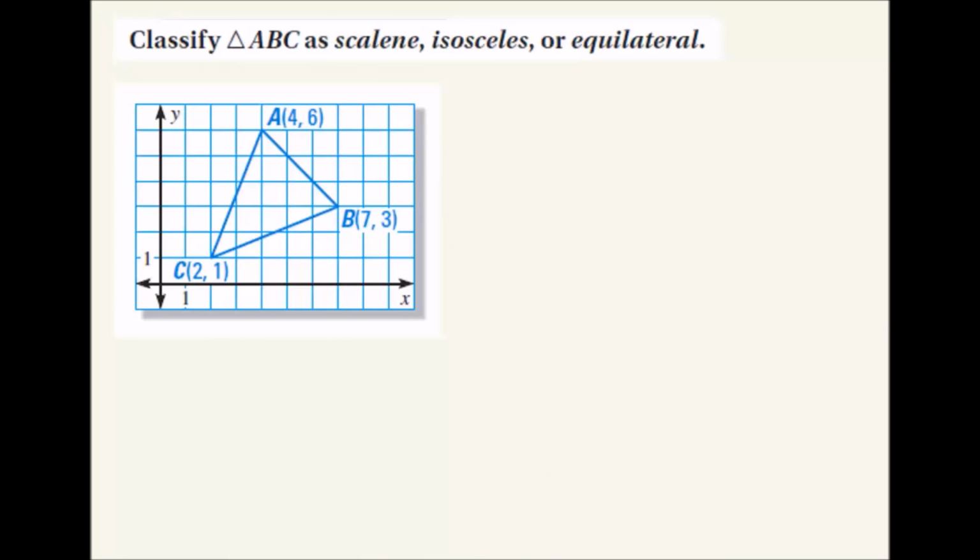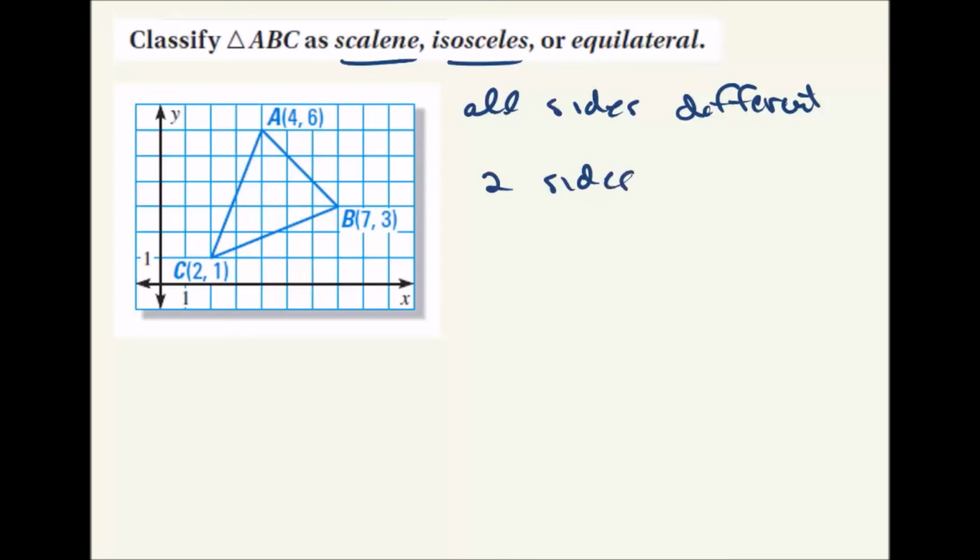The last type of question in this section is classifying a triangle as scalene, isosceles, or equilateral. So remember, scalene is that all the sides are different. They're all different lengths. Isosceles is 2 sides the same. And equilateral is all the sides the same.